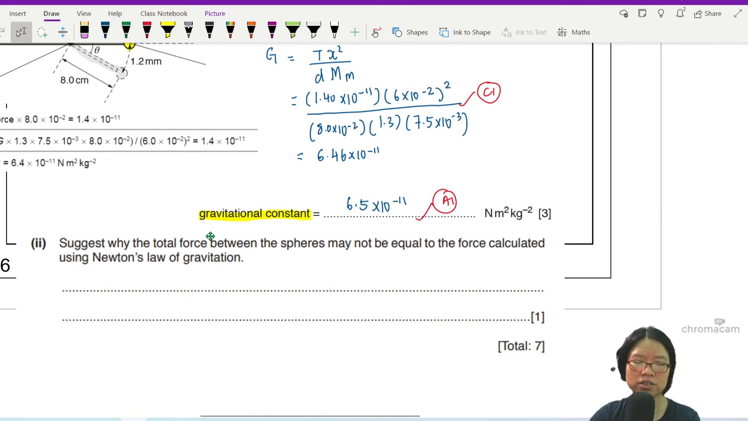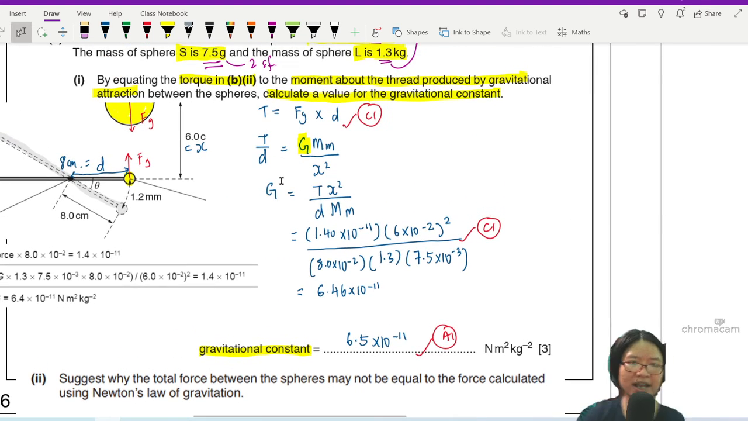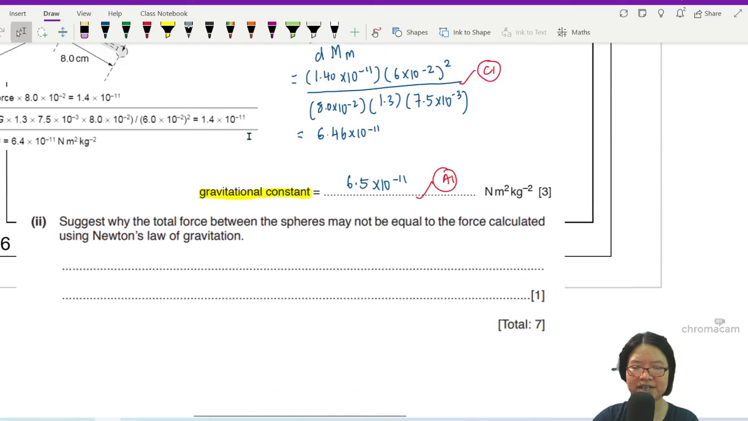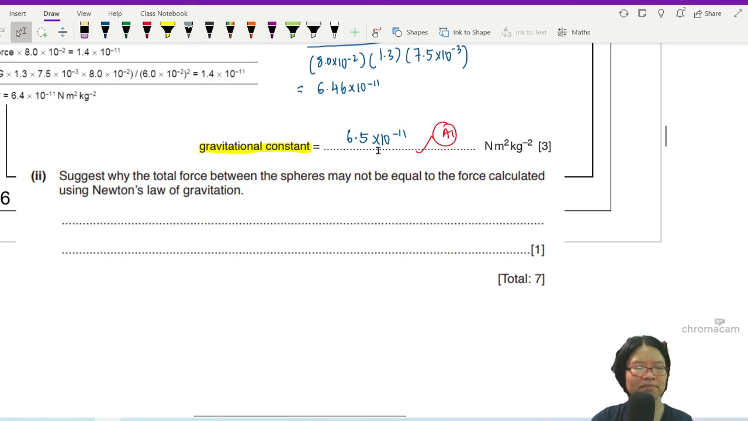Suggest why the total force between the spheres may not be equal to the force calculated using Newton's law of gravitation. So basically, when I calculate F using this equation, you can tell that the gravitational constant is close enough, but kind of far also. So why is the answer not accurate? 1 mark. There are many reasons that you can give.